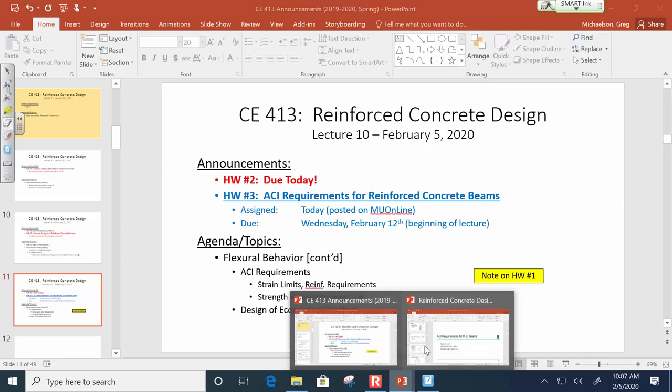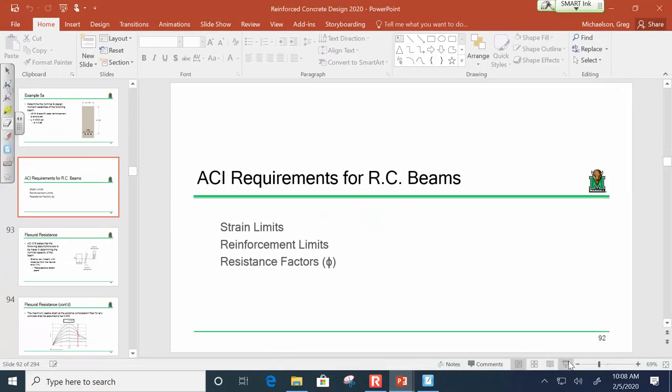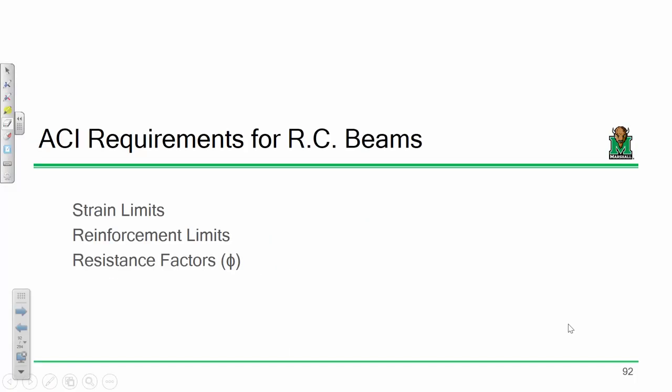Okay, what I want to do today is go back to our discussion of ACI reinforcements, and I want to go back to the in-class example that we looked at last time, and sort of tie that up, if you will, sort of close that off.